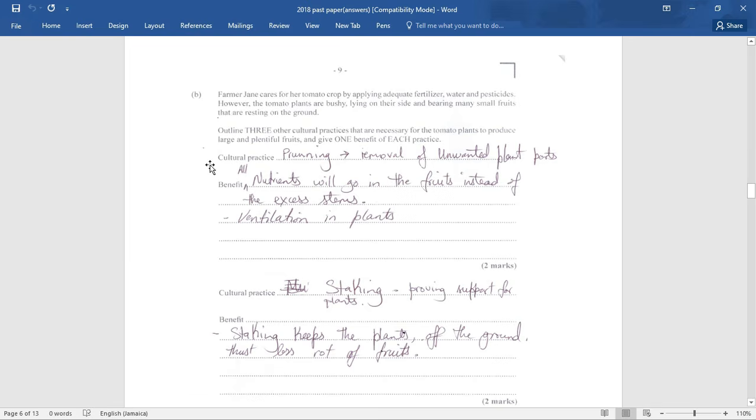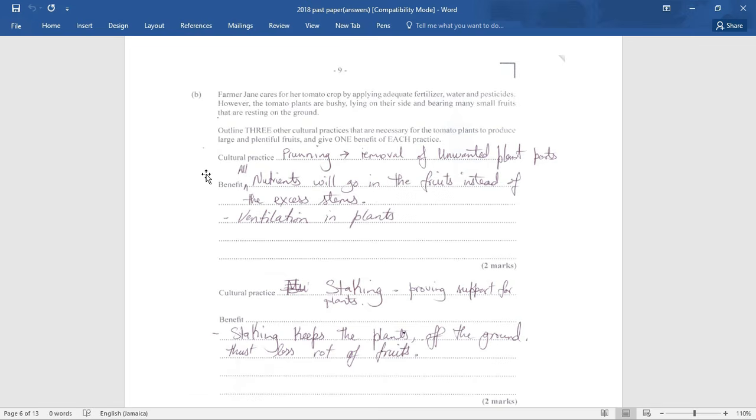Alright, so the cultural practice that Farmer Jane can practice is pruning. So pruning is the removal of unwanted plant parts, and what pruning will do is it will make the fruits bigger, because they will remove excess stems and leaves that will take nutrients from the fruits. So the fruits will get bigger, and also ventilation will increase, so the plant fruits will not split due to too much moisture.